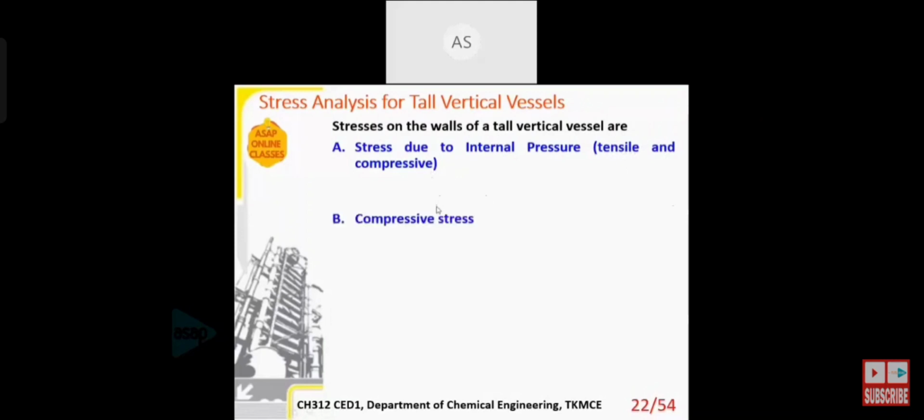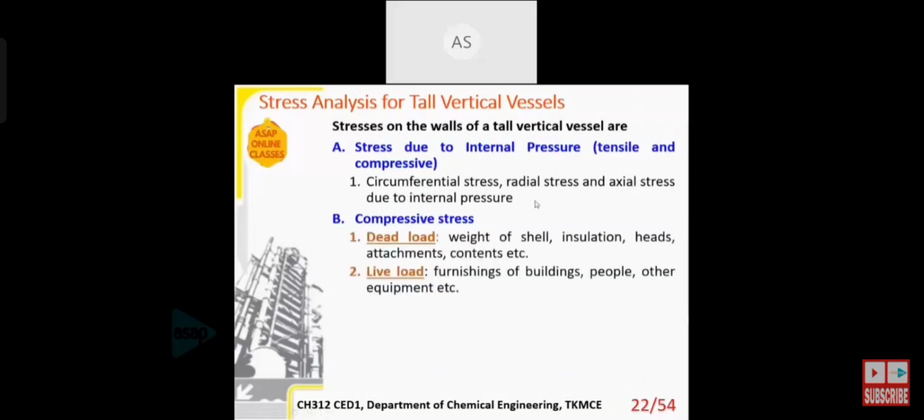The second one is only due to compressive action. In the first case, stress due to internal pressure, it can be the circumferential stress, radial stress, or axial stress. All these are the kinds of stress which a vessel can have. Circumferential stress acts along the circumference of the vessel, radial stress along the radial direction, and axial stress along the axis of rotation.